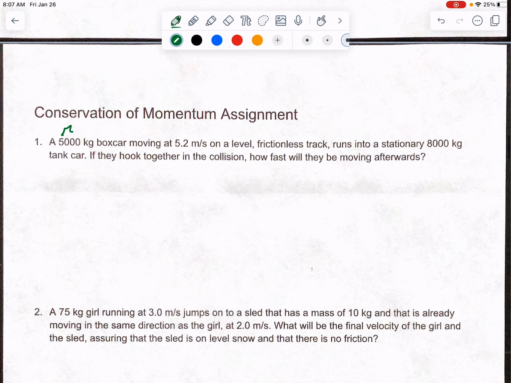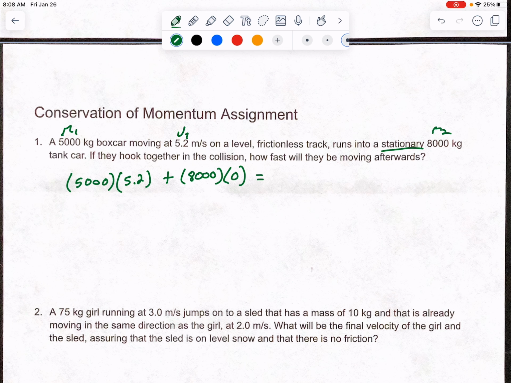This would be M1, this would be V1. So I have 5,000, going at 5.2 meters per second, plus this would be my M2, my 8,000 kilogram tank car. So its mass is 8,000. It says stationary, so watch out for words like that. That means its velocity is 0.